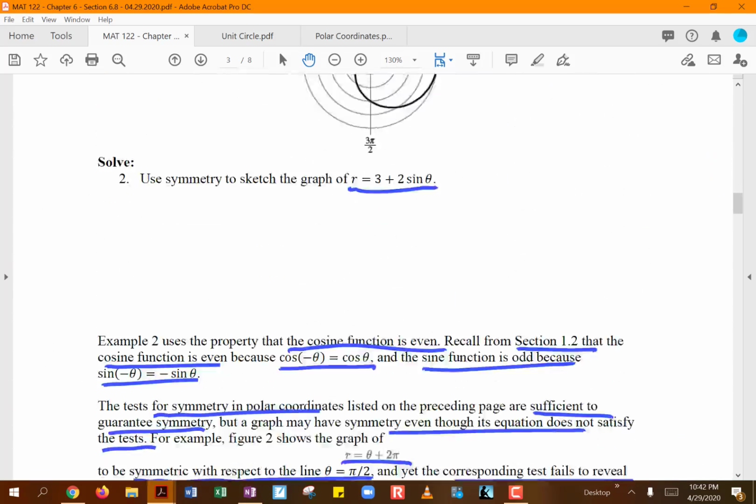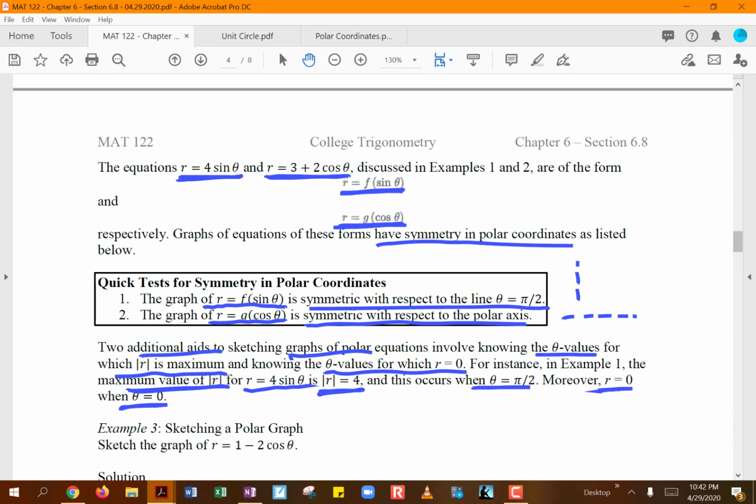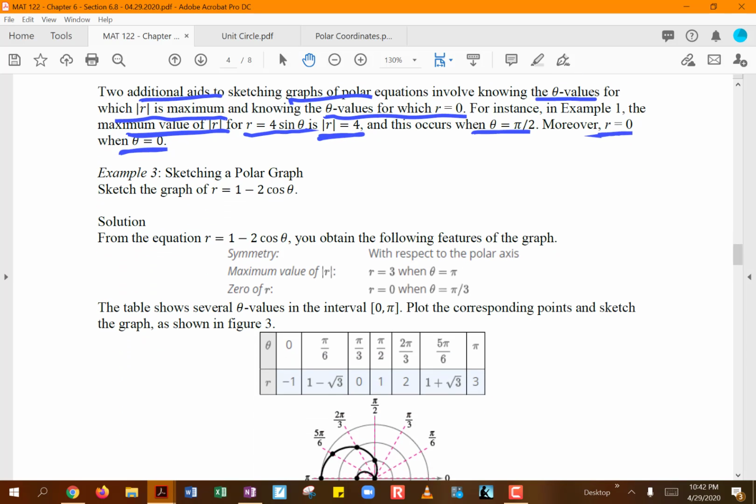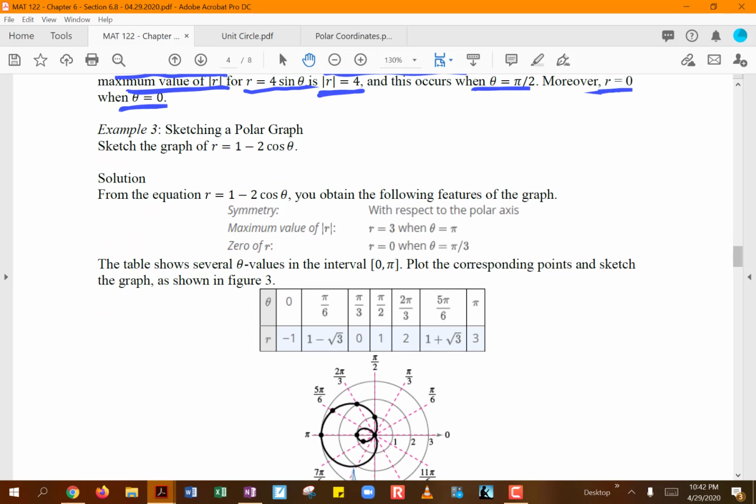You can figure out where your r values are going to be at a maximum, and where your r values are going to be at 0. And that can also help us with the graphing of these polar equations. So let's look at this example here. We are given r equals 1 minus 2 times cosine of theta. So let's start with symmetry. Now, since this is a cosine function, you will have symmetry at the polar axis.